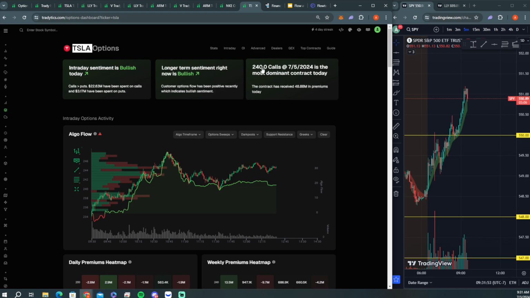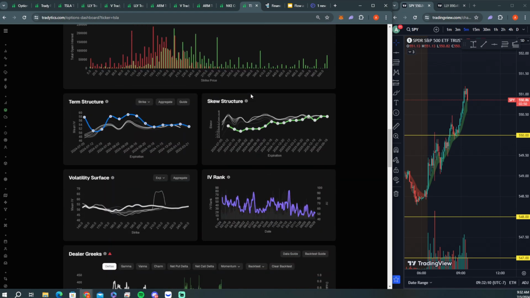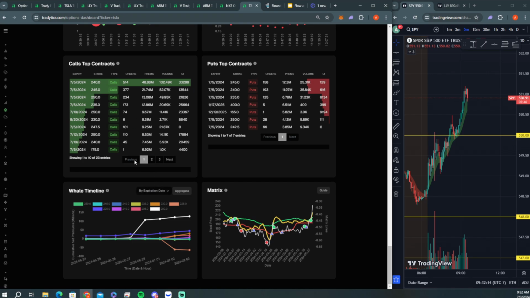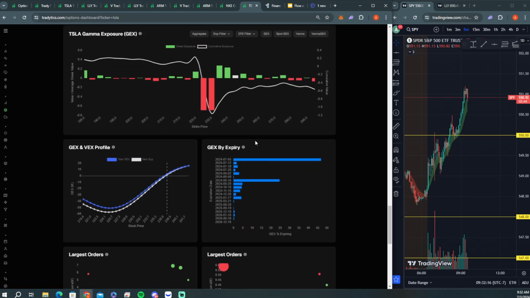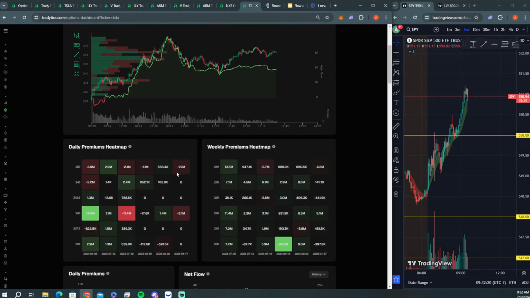So Tesla options gives us a little review: bullish, obviously, and the 240 weekly calls are the most dominant. Then you can look at the daily premiums on each strike price and expiration, and the weekly premiums heat map for the strike price and expiration. There's a lot of stuff on here, and you can filter through all the data. I share the top contracts a lot in chat, as well as the premium heat map too. Good question, Gospel.